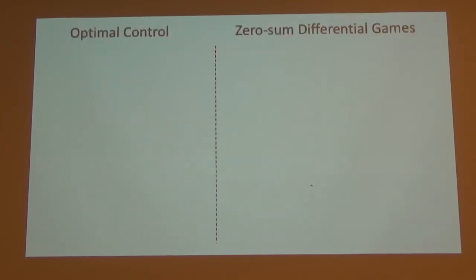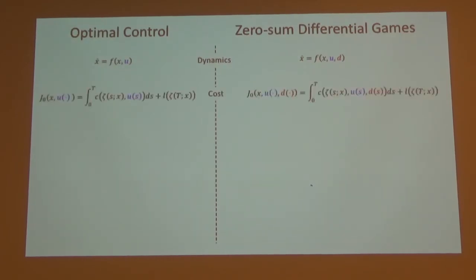Okay. So that was a lot of math in the past few slides. Let me just go through it one by one. We talked about optimal control and zero-sum differential games. In optimal control, the dynamics consist of a single control U and state X, and in zero-sum differential games, we have two controls, U and D. Both have some sort of cost functional. In optimal control, the control wants to minimize this cost function. In a zero-sum differential game, one player wants to minimize, the other player wants to maximize.